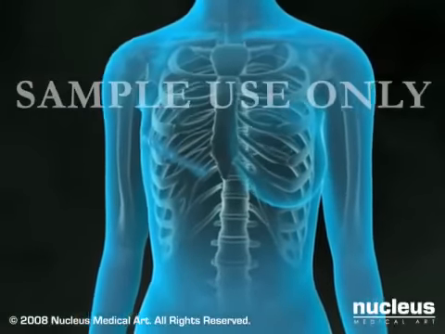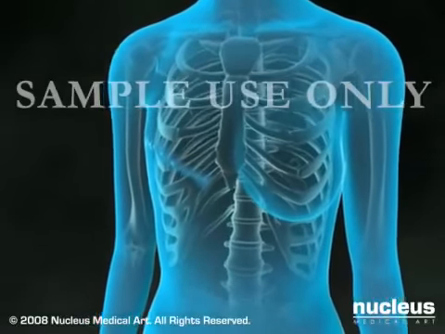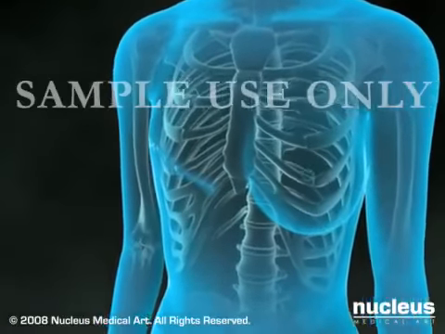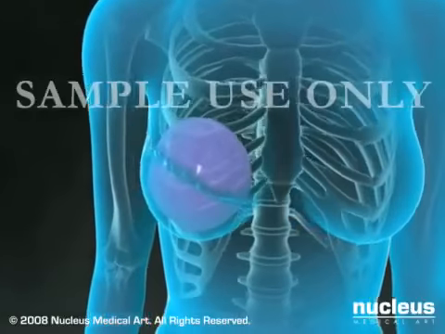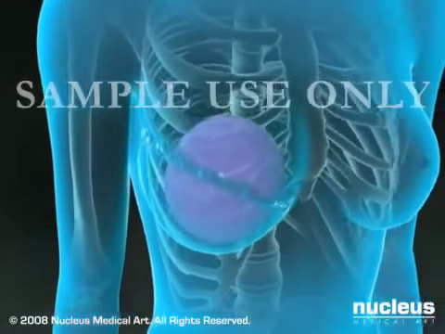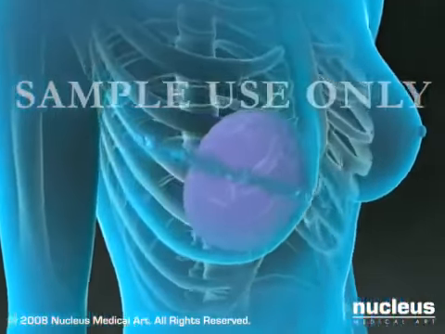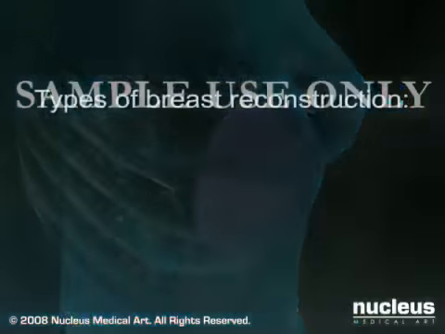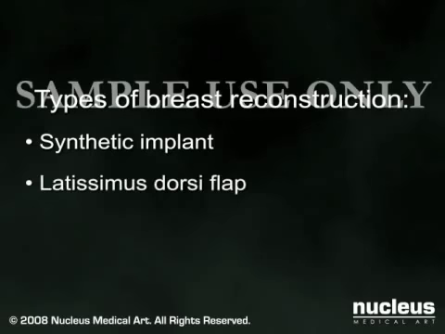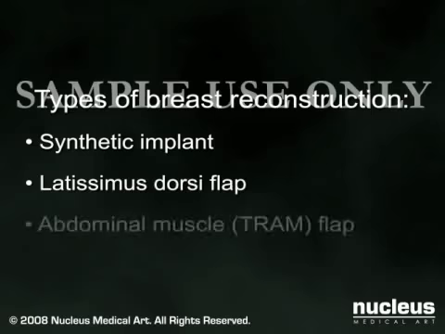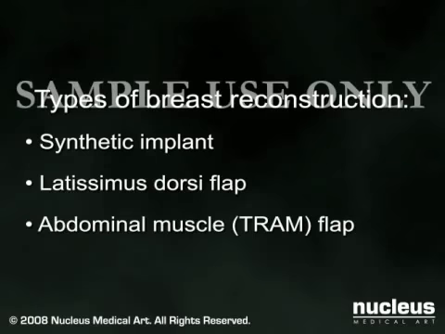Breast reconstruction helps restore the appearance of the breast after a mastectomy. It may be performed at the time of the mastectomy or sometime later. You and your surgeon will choose which type of reconstructive surgery is best for you. Your choices will generally include either a synthetic implant or one of two procedures using your own tissue to rebuild your breast, a latissimus dorsi muscle flap or an abdominal muscle flap, which is also called a TRAM flap.